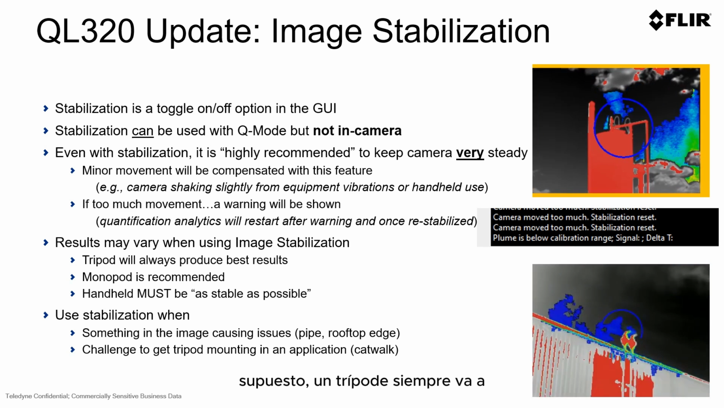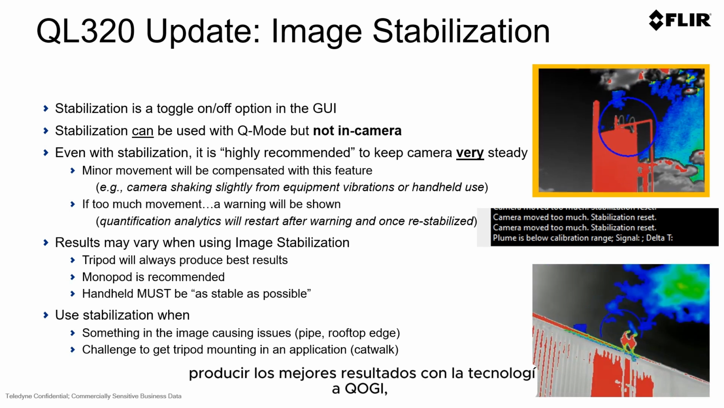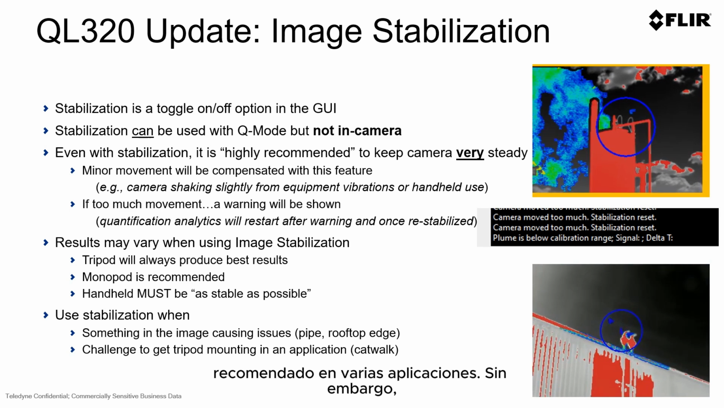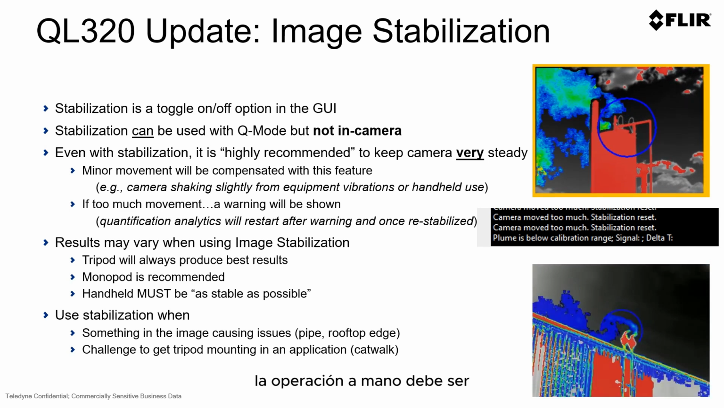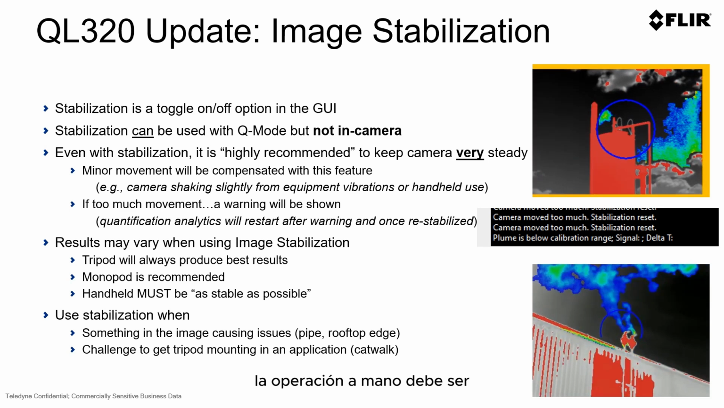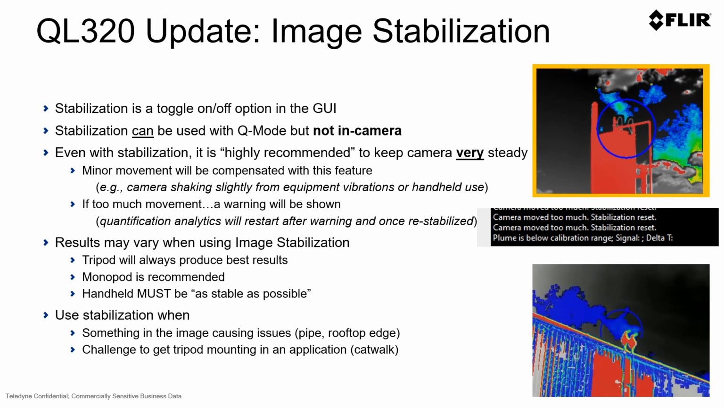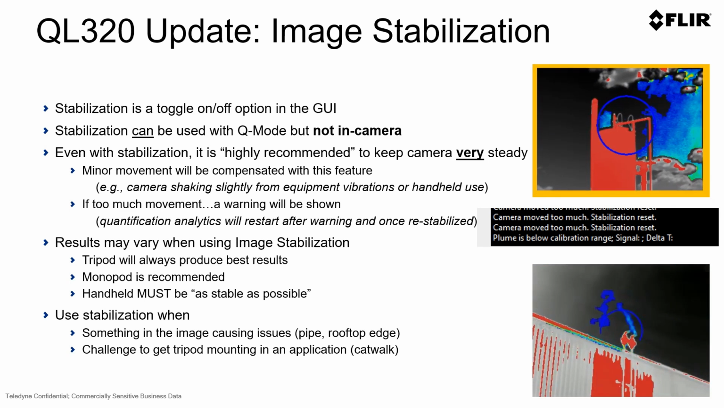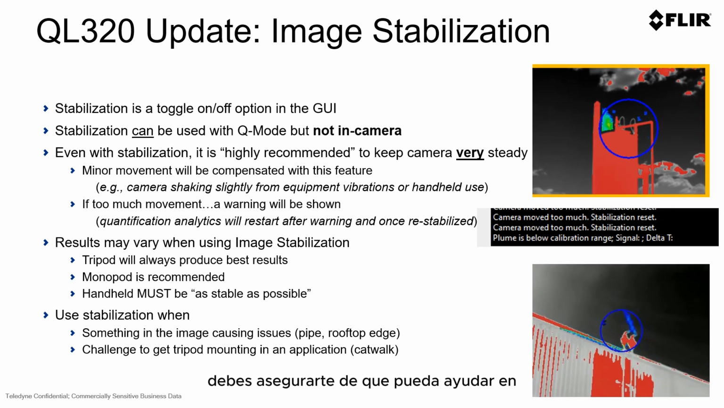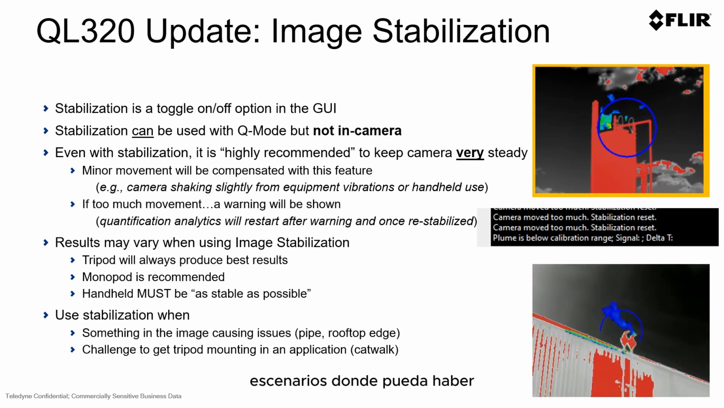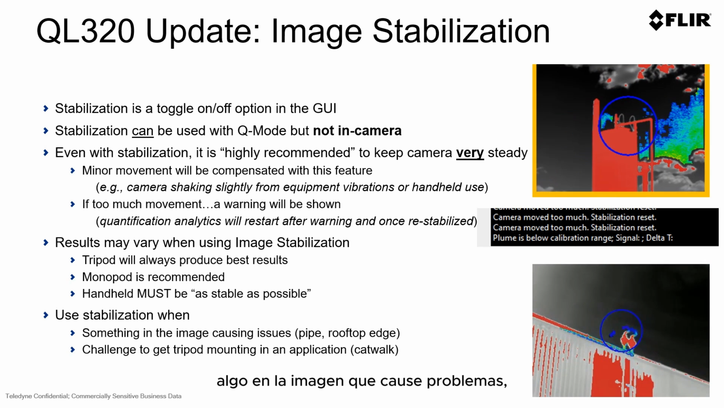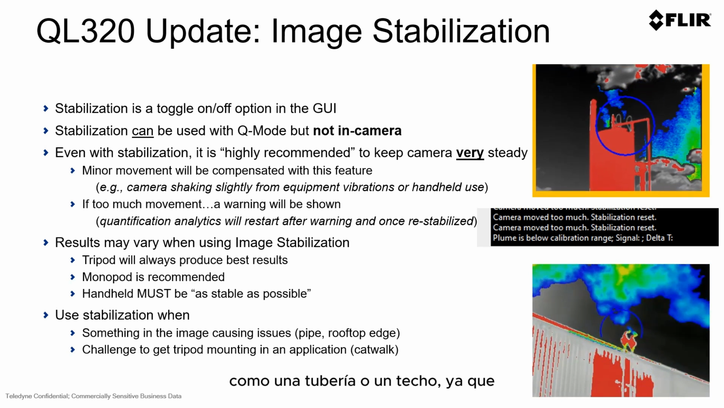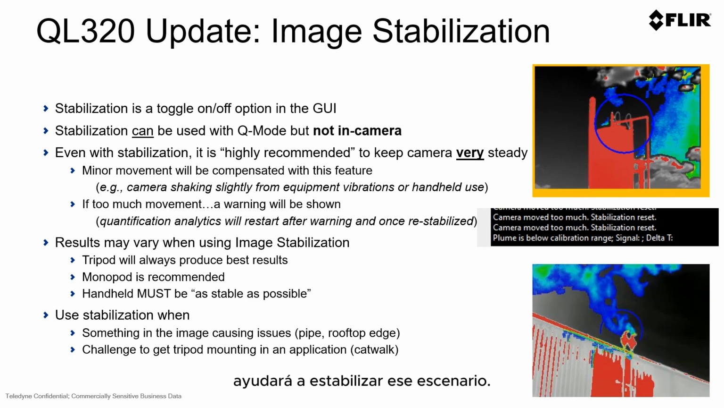Of course, a tripod is always going to produce the best results with the QOGI technology, but a monopod can be recommended in various applications, but a handheld operation must be as stable as possible. And when you're using stabilization, you want to ensure that it can help with scenarios where there may be something in the image causing issues like a pipe or a rooftop, because it'll help stabilize that scenario.